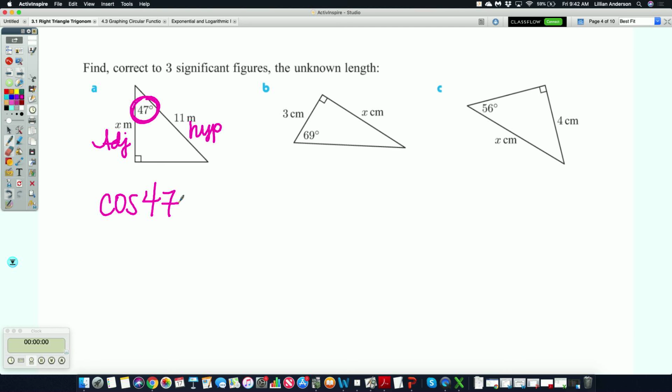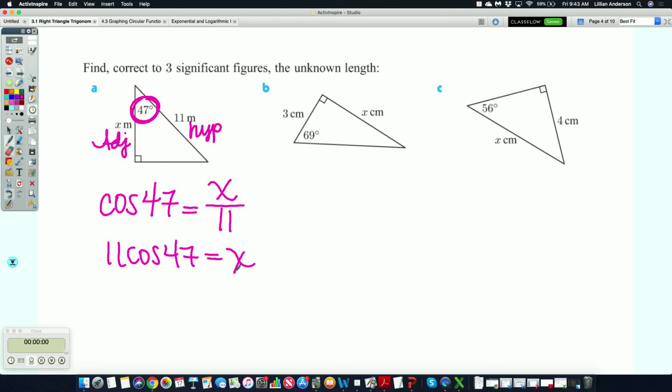Cosine of 47. Remember, angles are always attached to your trig function, so you cannot separate them. They're always together. Equals my adjacent side over my hypotenuse. To solve for x, I need to what? Cosine 47 times 11 is going to equal the value of x.